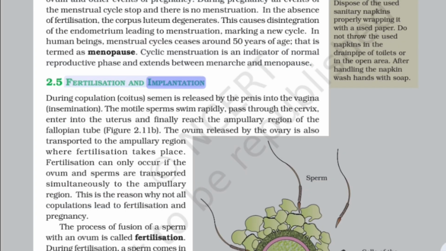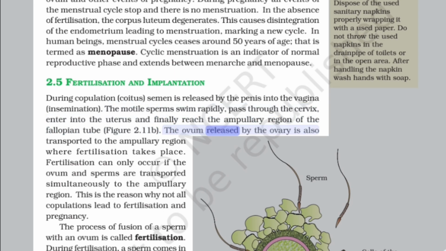Fertilization and implantation. During copulation, coitus, semen is released by the penis into the vagina, insemination. The motile sperms swim rapidly, pass through the cervix, enter into the uterus, and finally reach the ampullary region of the fallopian tube.